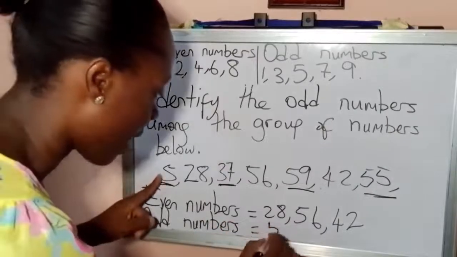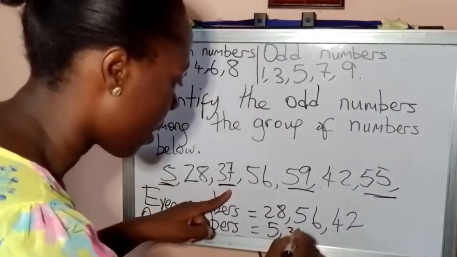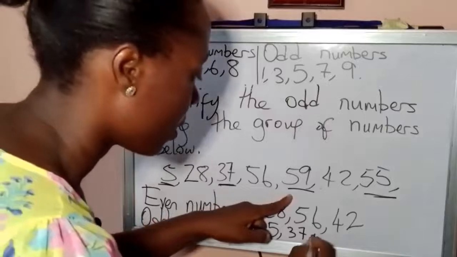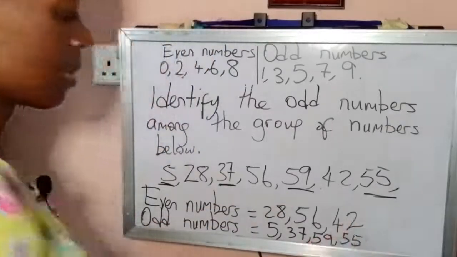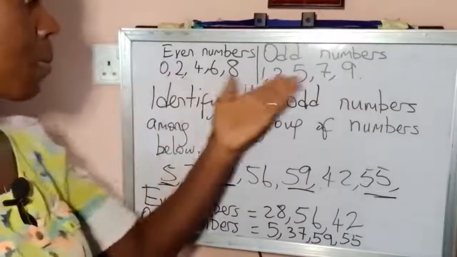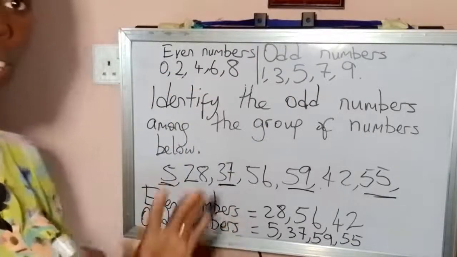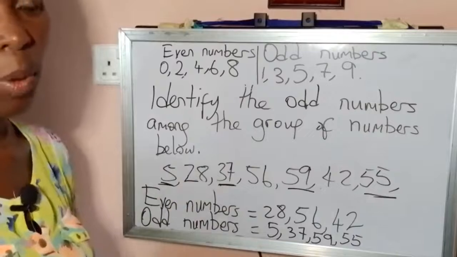So our odd numbers will be 5, 37, 59, and 55. It's quite simple. If you can know this, you can solve any question on even and odd numbers. Alright?